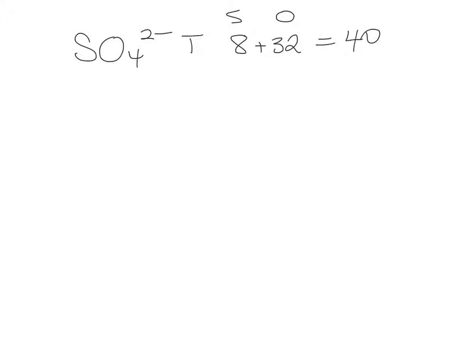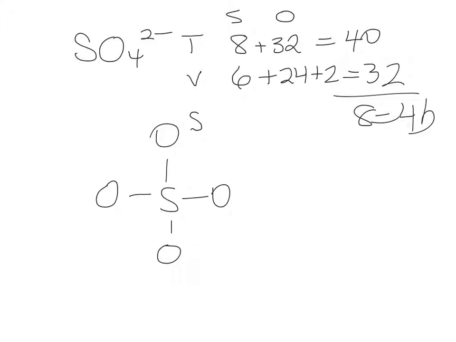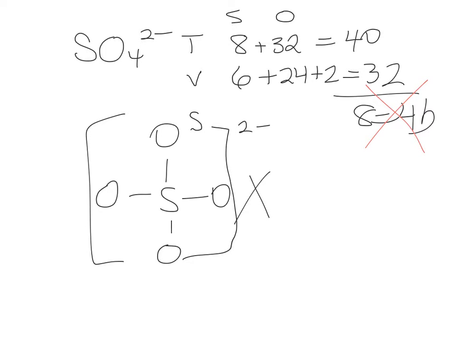Sulfate. If I did TVS here, sulfur wants 8, oxygen wants 8 times 4, 32, for a total of 40. Valence, 6. 6 times 4 plus 2. So that's 32. So the shared would be 8, which is 4 bonds. So that would say I could only have 4 bonds in my structure. But we know, because we did formal charges already, that that's not the correct structure. We know that we actually need 6 bonds. So TVS doesn't work for sulfate.